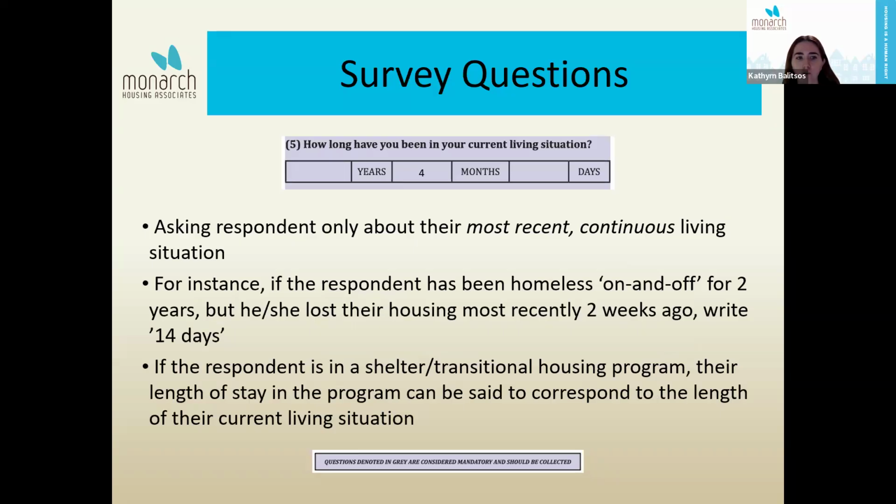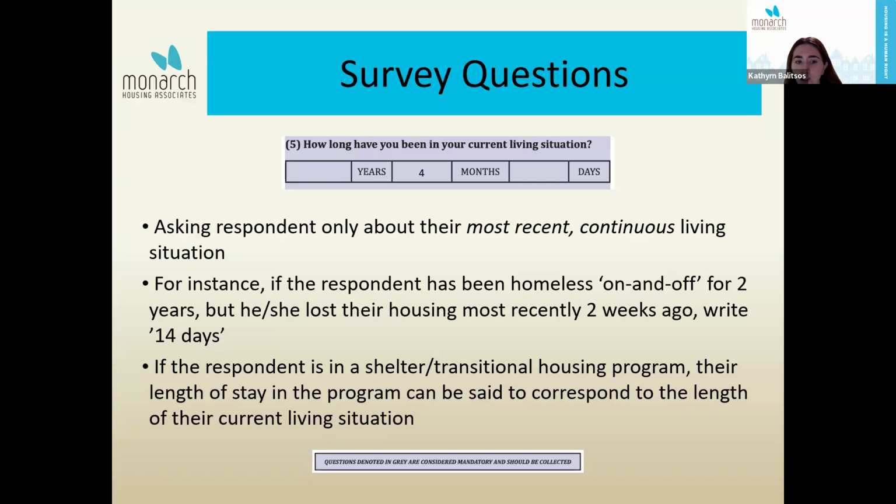Okay, then the next question, also a mandatory question. How long have you been in your current living situation? You're asking the person where they were for their most recent continuous living situation. So maybe someone has been homeless on and off for the last 2 years, but if they lost their housing most recently 2 weeks ago, you're going to be putting 14 days.